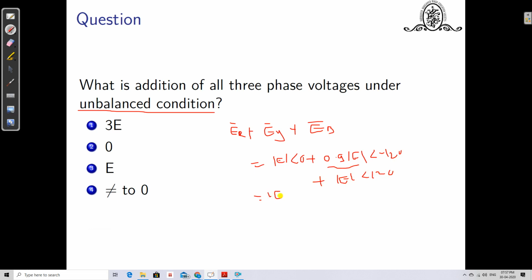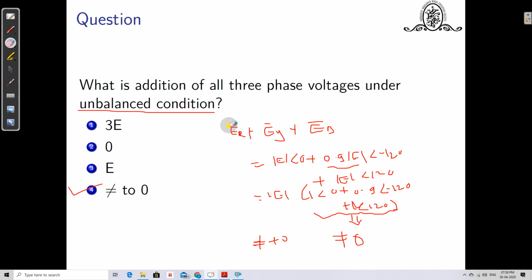If we take mod of E common, then what is remaining in the bracket? 1 at an angle of 0 plus 0.9 at an angle of minus 120 plus 1 at an angle of 120. If you make this addition, you will observe that it is not equal to 0. Previously it was 0, but now it is not equal to 0. Hence the correct answer is the 4th answer.